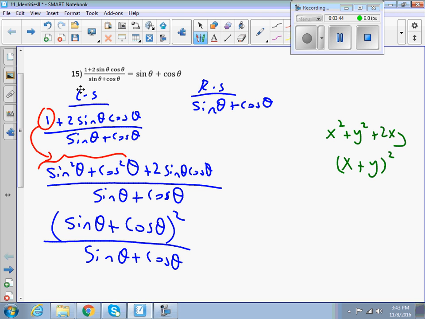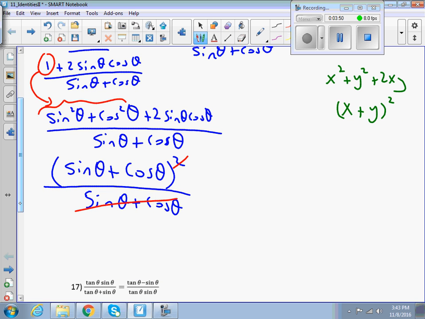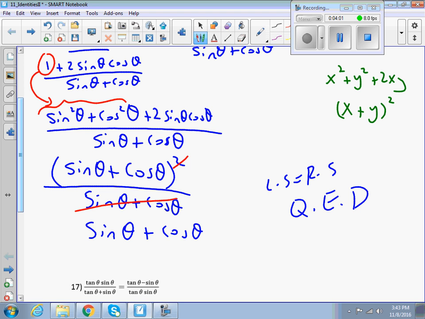Now I have the same thing on both numerator and denominator. This can cancel out with that. So I'm just left with sine theta plus cos theta, which is the same thing as I have on the right hand side. So left side equals right side. QED.